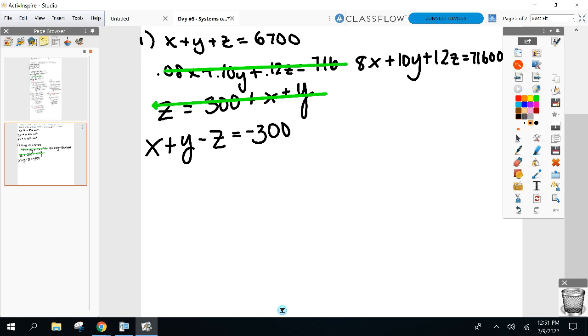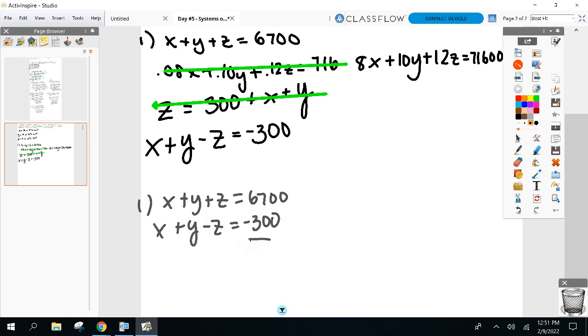Look at all 3 right now. We can eliminate the z. You want to take the first and the third and get rid of z? Sure. Okay, fine. That's what makes this flexible. You have choices. So x plus y plus z equals 6,700. X plus y minus z equals negative 300. Fine. Let's get rid of z then. Just remember though, when we do this again, we got to get rid of z as well.